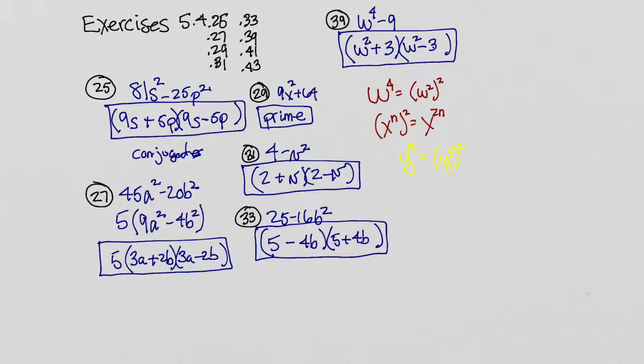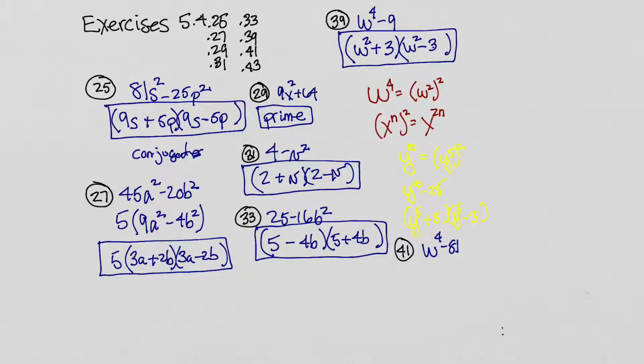So if I had something like y to the 10th minus 25, I could write that as y to the 5th, 5 and 5, 1 plus, 1 minus. So whenever I have this even exponent up here, I can get the square just by cutting it in half.